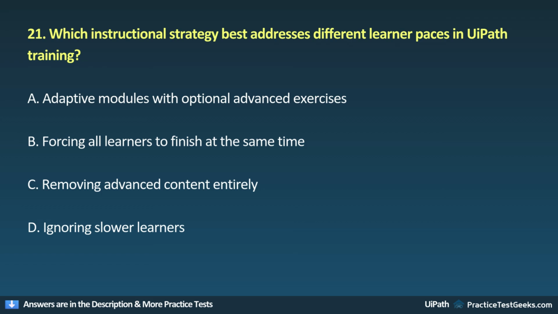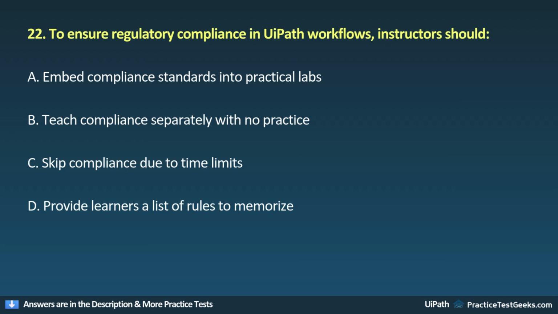21. Which instructional strategy best addresses different learner paces in UiPath training? A. Adaptive modules with optional advanced exercises. B. Forcing all learners to finish at the same time. C. Removing advanced content entirely. D. Ignoring slower learners.